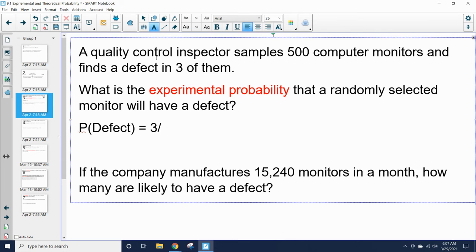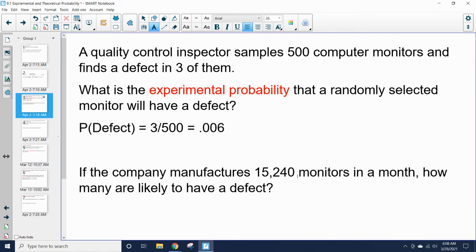After that, we have to look at the number of total outcomes. So how many total computers were sampled? Well, we sampled a total of 500 computers. So we're going to do 3 divided by 500, and that's going to be our fraction. We can then divide this and turn it into a decimal, and that will be our probability. So 3 divided by 500 gives us 0.006. Now this is very close to 0, so this is a very unlikely chance of it occurring. It's a very small chance, but that would be our experimental probability.